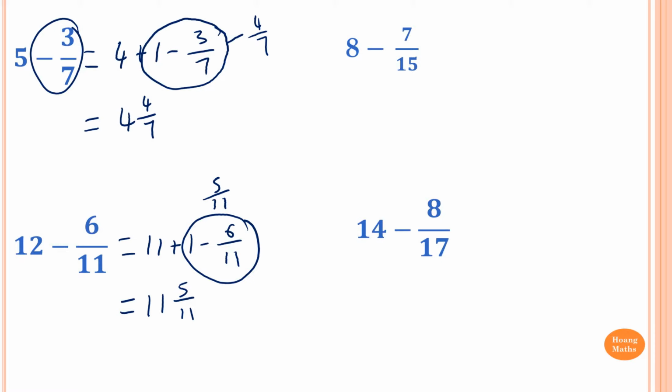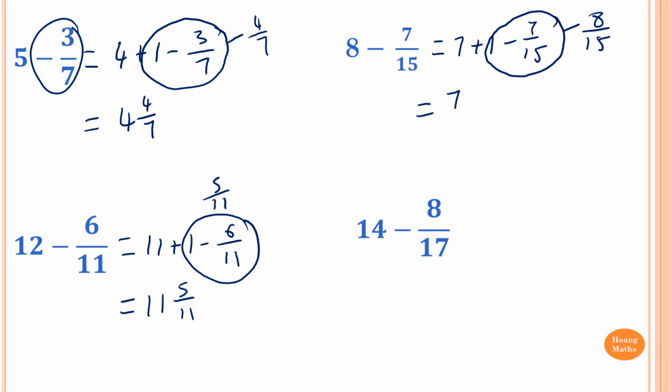8 minus 7/15. So 8 is 7 plus 1. And then this one here, I just write this down, 7/15. So this one here, all you need to do is 15 minus 7. So 10 minus 7 is 3, add 5 is 8. So this one here is 8/15. So the answer is 7 plus 8/15. So 7 and 8/15.